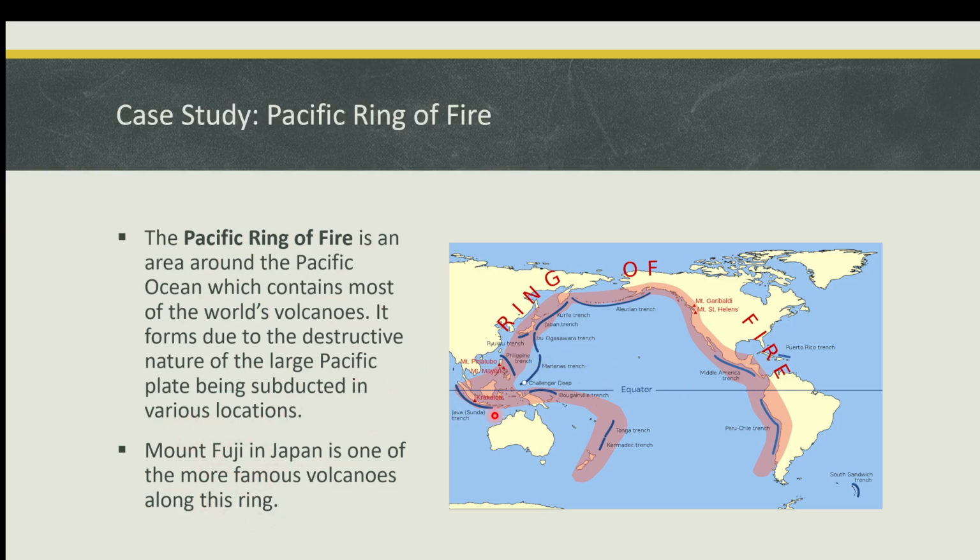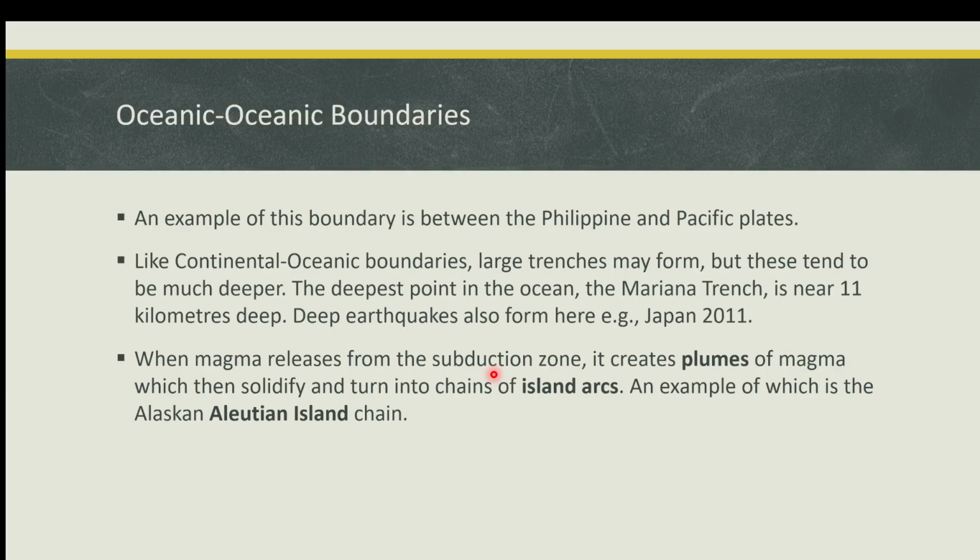One volcano on here is Mount Fuji in Japan, but also we have Mount Pinatubo, which we will discuss in great detail due to its fairly recent eruptions. So now we have the last one, which is oceanic-oceanic between the Philippine and Pacific plates. Large trenches may form, but they are normally much deeper. The Mariana Trench is nearly 11 kilometers deep. And the 2011 Japan earthquake also occurred here due to a deep earthquake.